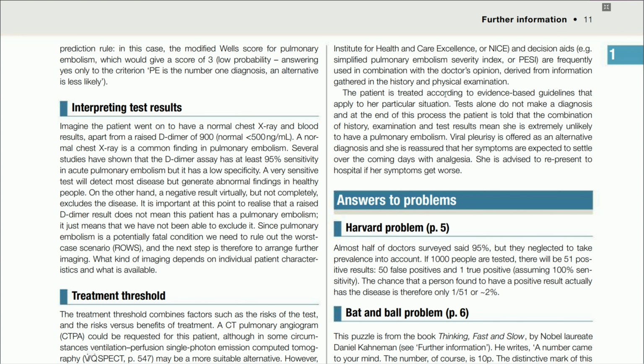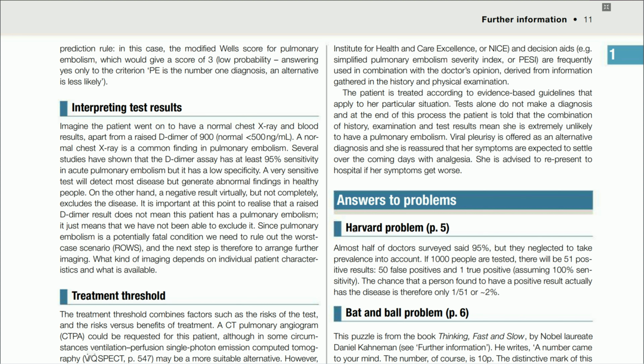The patient is treated according to evidence based guidelines that apply to her particular situation. Tests alone do not make a diagnosis, and at the end of this process, the patient is told that the combination of history, examination and test results mean she is extremely unlikely to have a pulmonary embolism. Viral pleurisy is offered as an alternative diagnosis, and she is reassured that her symptoms are expected to settle over the coming days with analgesia. She is advised to re-present to hospital if her symptoms get worse.